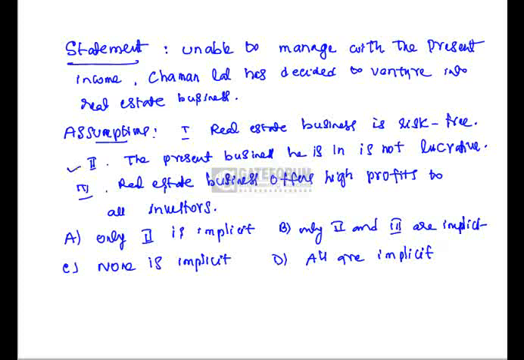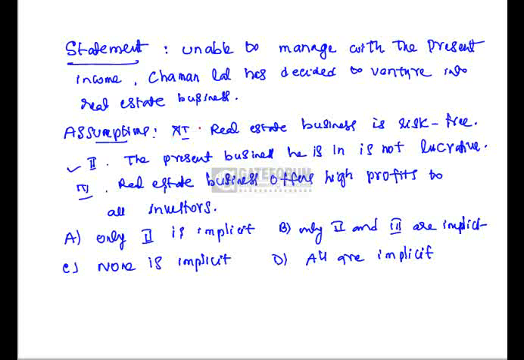Now I'll go to the first one. Real estate business is risk free. So leave aside the common sense part and the universal truth. See, no business is totally risk free. All of you know this very well, but still it is making a universal statement. Without any risk, there cannot be any business. So it is violating the fundamental principle. Therefore, it cannot be assumed. It cannot be the right assumption at all.